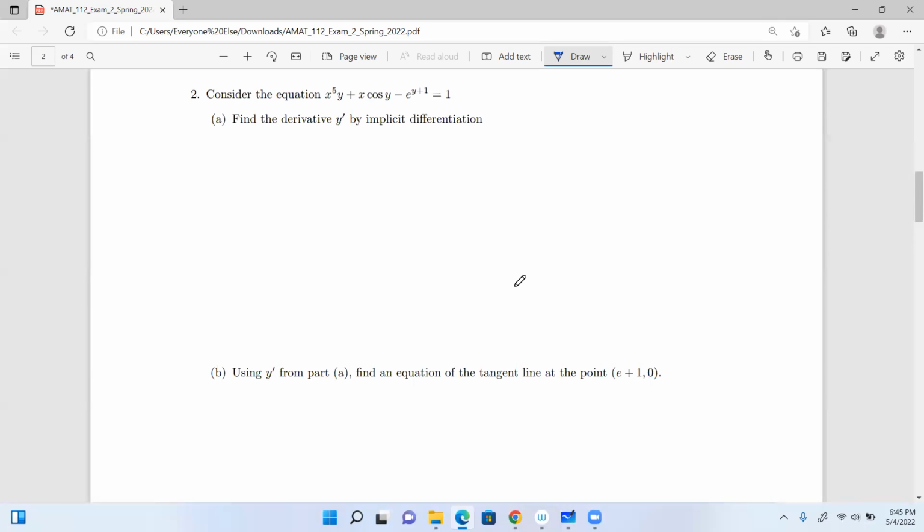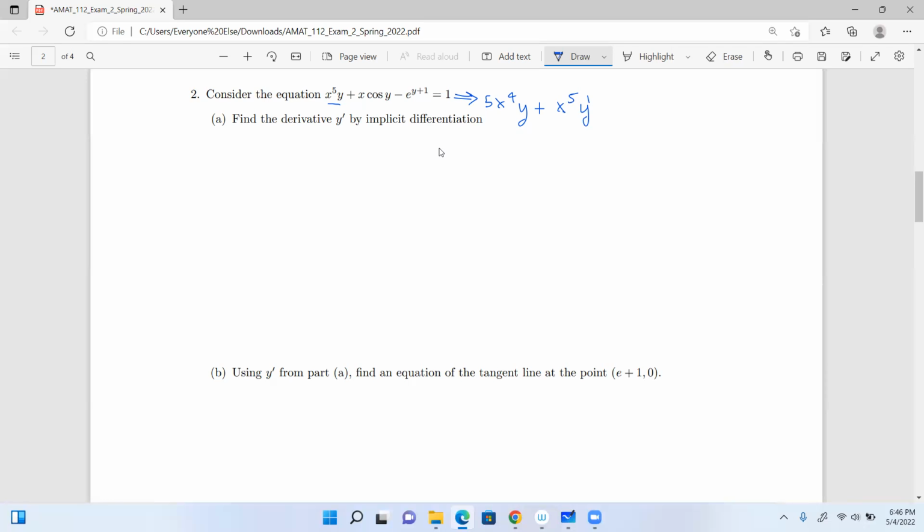Most everyone got this right, but some people forgot to use product rule and chain rule. So when we differentiate this, we need to use the product rule and the chain rule. So let's start differentiating it. You got to use the product rule here for the x to the 5th times y. So the product rule says that the derivative of this first term right here is going to be 5x to the 4th times y plus x to the 5th times y prime. So that's product rule.